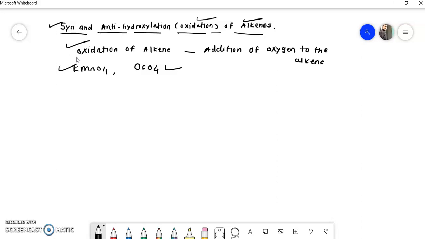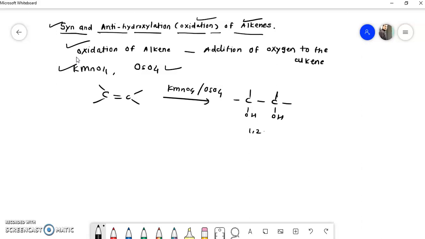alkenes. Now I will take a representative alkene, say like this, C double bond C. If I do the oxidation using KMnO4 or osmium tetroxide, then I get such a product, OH, OH, and this is called a 1,2 glycol. So alkenes on oxidation with KMnO4 or osmium tetroxide will give glycols. This overall reaction is called hydroxylation of alkene.